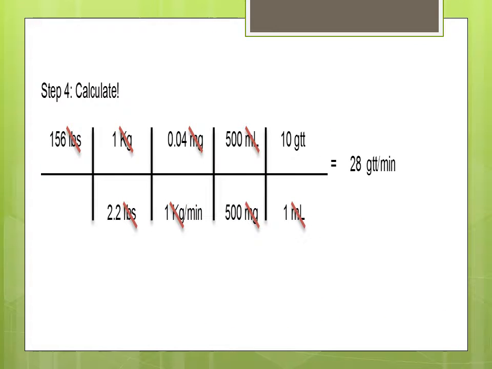Step 4, calculate. You can see we were able to cross off our kilograms and our pounds and our milligrams and our milliliters by using the conversion factors that we used, which left us with drops per minute, which is exactly what we were attempting to find out. And as we calculate, we find out that the drops per minute factor for this question is 28 drops per minute.